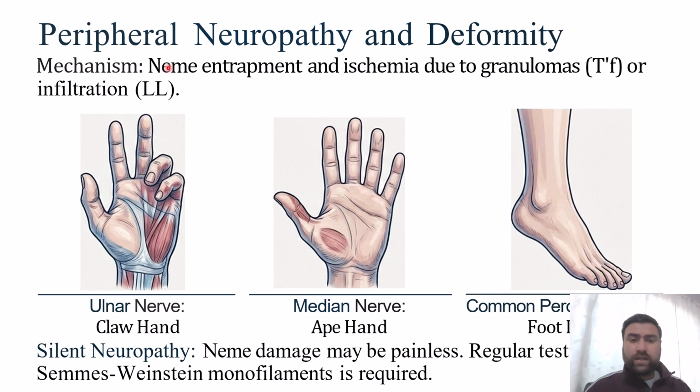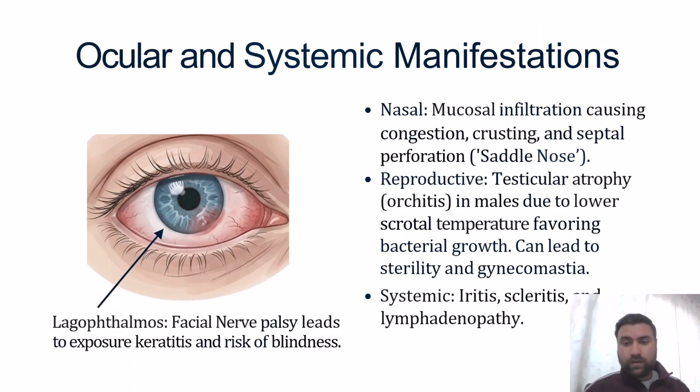We can see that there is involvement of the peripheral nerves leading to peripheral neuropathy and different deformities. Like if there is ulnar nerve involvement, it leads to claw hand. If there is median nerve involvement, here you can see these muscles will be weak. That is, the thenar eminence will be weak and therefore you will get ape hand. When there is common peroneal nerve involvement, you will get foot drop because the tibialis anterior muscle cannot cause dorsiflexion. So common peroneal nerve damage leads to foot drop.